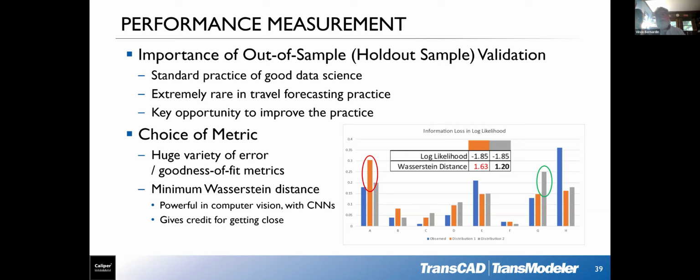Wasserstein distance has been really important in image recognition and generation in machine learning. It shouldn't surprise us that this is really important for destination choice as well.